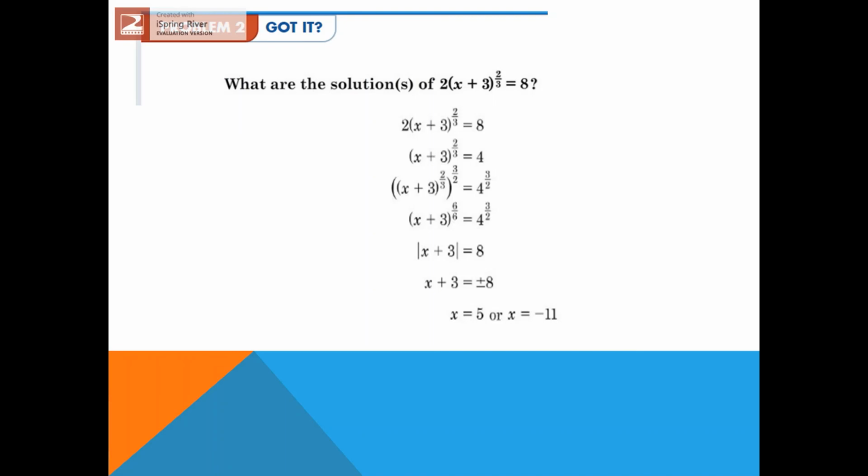Now we have x plus 3 raised to 6 over 6 or 1 is equal to 4 raised to 3 over 2. Look at the rational exponent. Our rational exponent has even number. So if we have even number 2, we will put absolute value and we need to put positive negative on the other side of the equation. So we have x plus 3 is equal to positive negative 8. Then simplify. For x plus 3 equals positive 8, that is x equals 5. And for x plus 3 is equal to negative 8, it will be x equals negative 11.